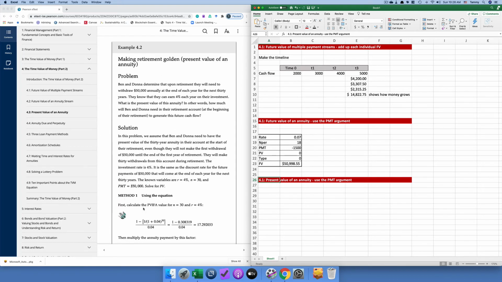All right, so Ben and Donna decide that upon retirement, they will need to withdraw $50,000 annually at the end of each year for the next 30 years. So they're going to retire at 65, and they plan on living until 95, and they expect that they're going to need $50,000 a year in their retirement. And right now they're not retired yet.